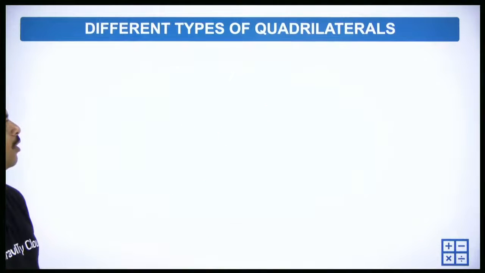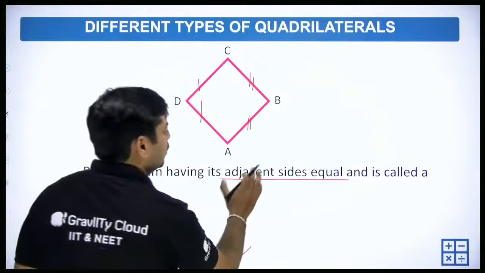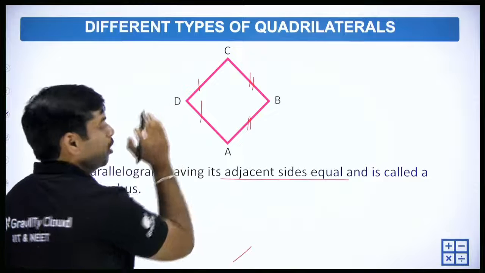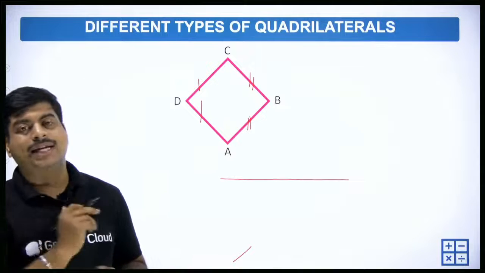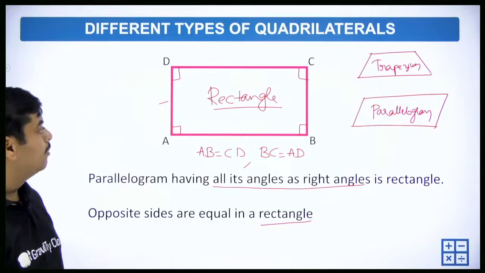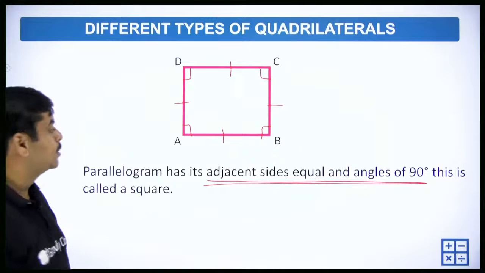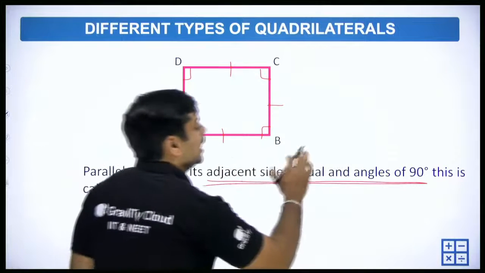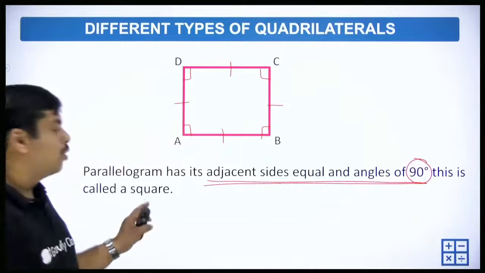What is the difference from the before case? In the before case, when we were discussing a rhombus, here also all the sides are equal, but the angles are not equal to 90 degrees. Whereas in the next structure, when we are discussing a square, let me go back to the square. Edges and sides are equal and angles are 90 degrees. So all the angles are 90 degrees. This is called a square.